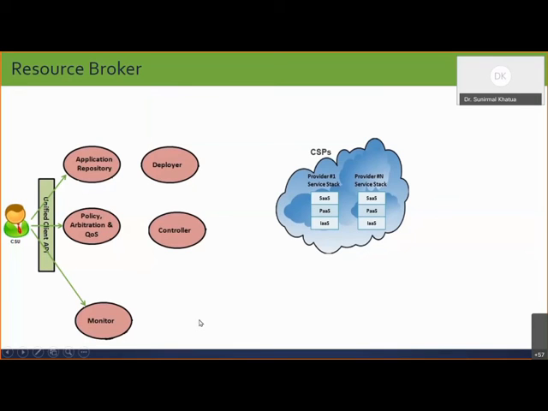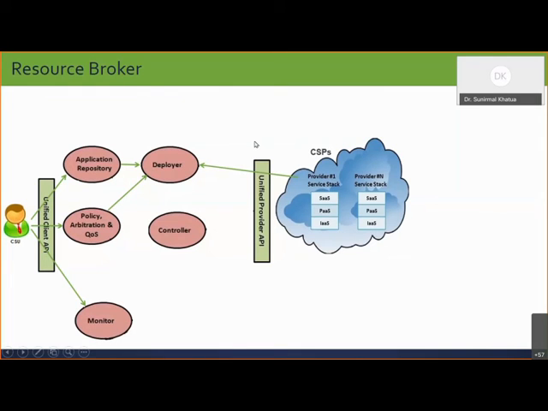Now, once the application is deployed by the cloud service user, the deployer module takes the application, takes the policy and QoS requirement, and takes all the available cloud service providers in the market, and can run some optimization algorithms there. Lots of research is also going on in that deployer module, on how to find the optimal resource requirement for this application to meet the policy and the quality of service.